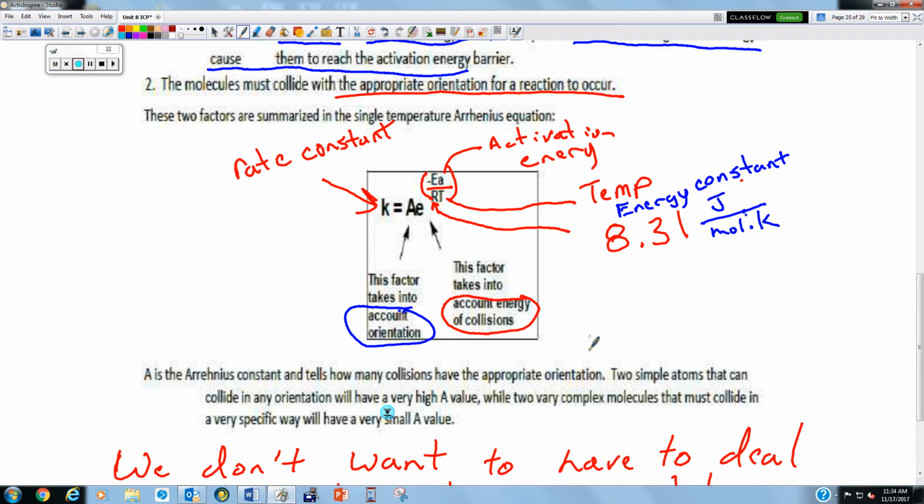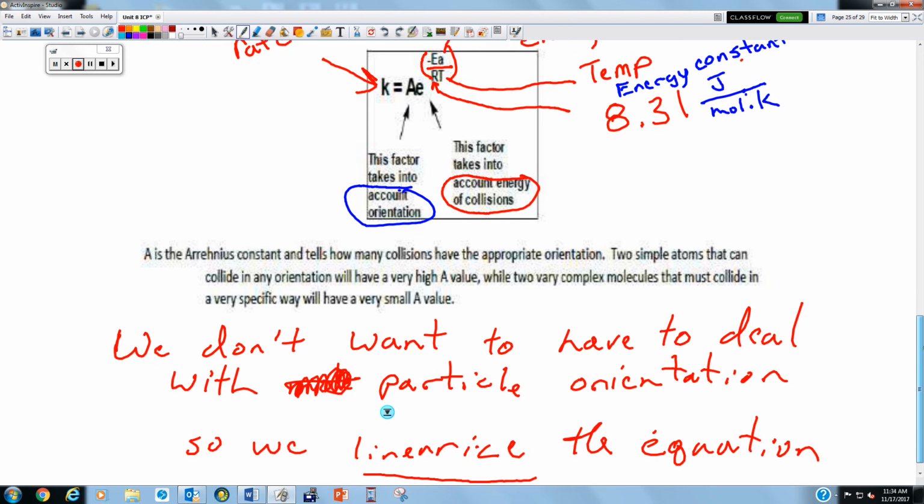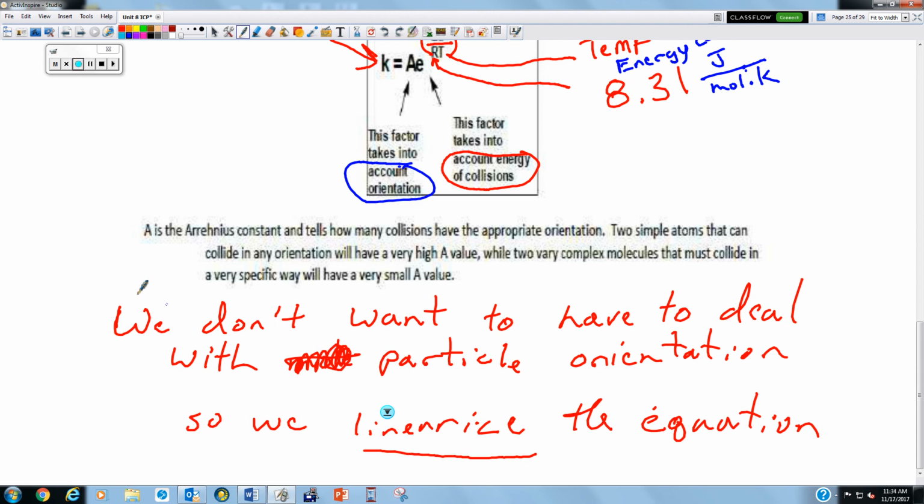So that's joules per mole K, rather than using the liter atmospheres per mole K like we use in gas pressure. Again, remember those numbers are directly related. It just has to do with what units we are using, joules or liter atmospheres. A is the Arrhenius constant that tells us how many collisions have the appropriate orientation. Two simple atoms that can collide in any orientation will have a high A value, while two very complex molecules that must collide in a very specific way will have a very small A value.